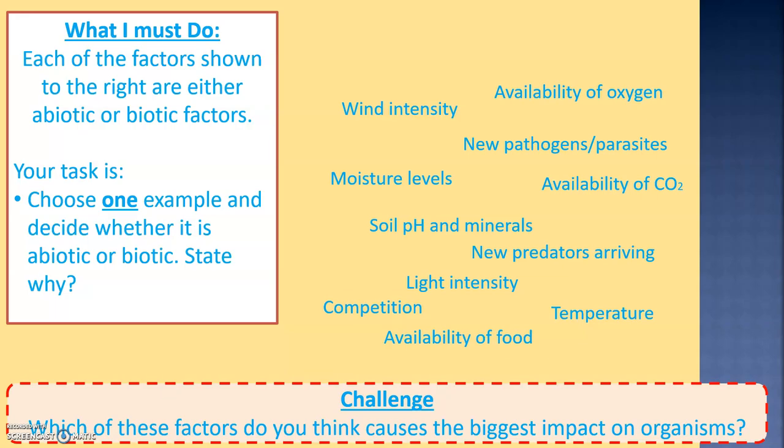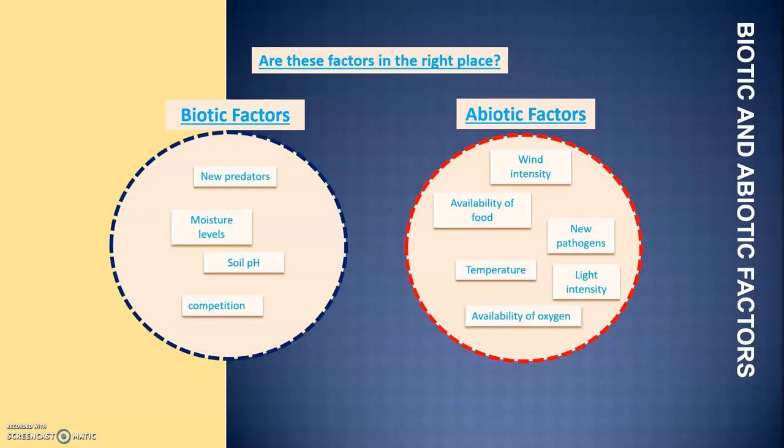Are you all done? Brilliant. Let's see. This is the right answer now. I hope you got it right. So for biotic factors, we've got new predators, moisture levels, and soil pH. Soil pH can be affected by a lot of factors, actually, such as the bacteria there. We've also got competition between animals, which can affect the population of a community or ecosystem.